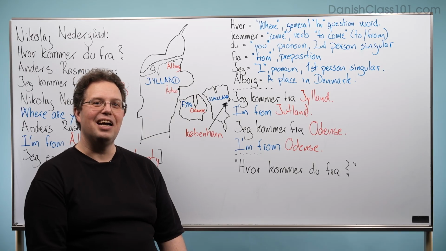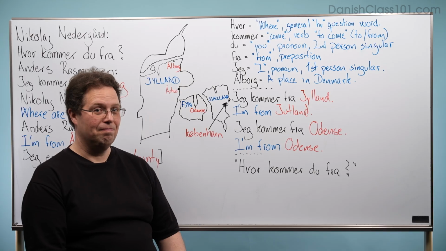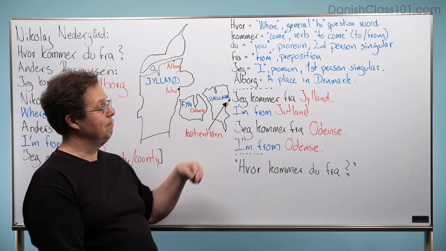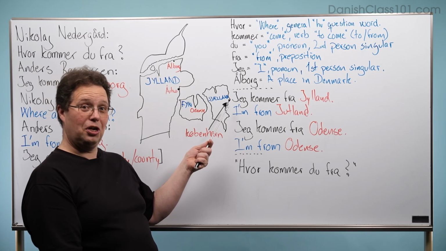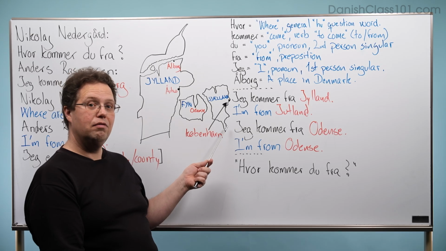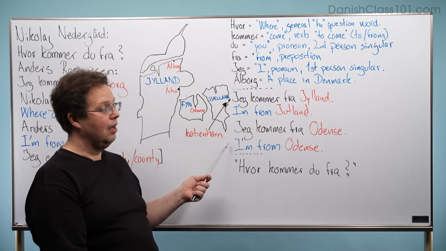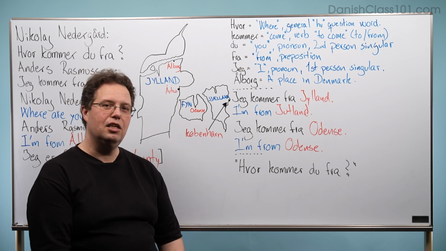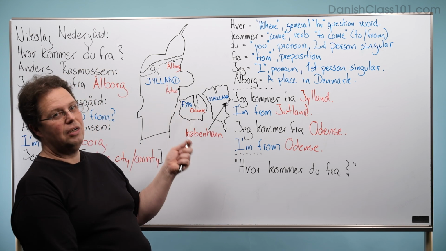Now, let's look at some of the speaking examples. Jeg kommer fra Jylland. I'm from Jutland. Next is jeg kommer fra Odense. I'm from Odense. All right, at this point, we'll take a little bit closer look at the tiny map we have of Denmark.